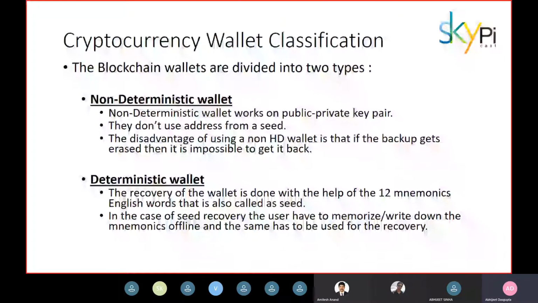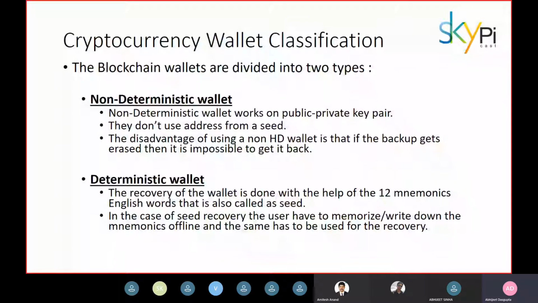In comparison, in deterministic wallets, the recovery of the wallet can be done with the help of 12 mnemonic English words, which is called a seed. So the deterministic wallets show you a set of 12 random words, which you can obviously change, but you need to memorize them or write them down someplace, to use them in case of a disaster where you lose your wallet and you need to recover it.